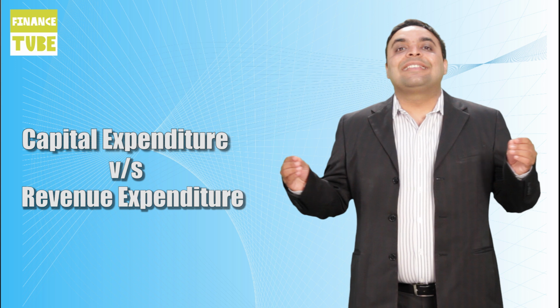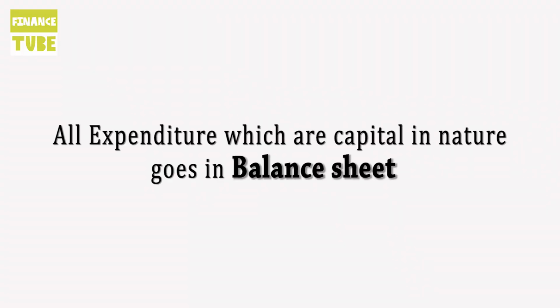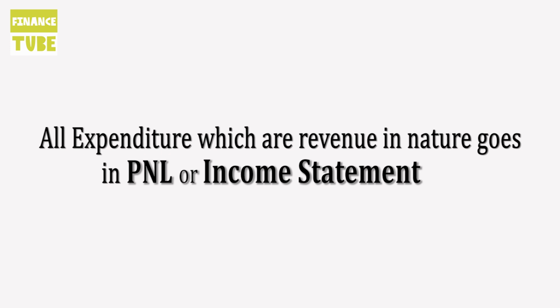And today's discussion is capital expenditure versus revenue expenditure. Now, how do you identify whether a money going out or a cash outflow is a capital expenditure or a revenue expenditure? The differentiation is very important here because all expenditure which are of capital nature go to balance sheet and most probably depreciation is claimed on them over a period of time, and all expenditure which are revenue in nature directly go to P&L or income statement and are written off in the current year.